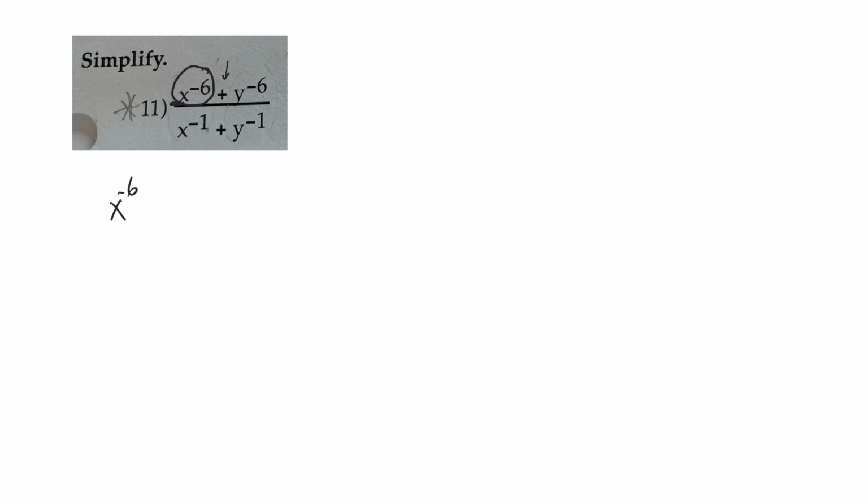Like if I had x to the minus 6, y to the minus 6 over z or something, on the top I'd leave a 1, on the bottom I'd have x to the positive 6, y to the positive 6, z. But in this case, because it's addition, you can't do that. Maybe we can do it later in our simplification, but at this point you can't do that.